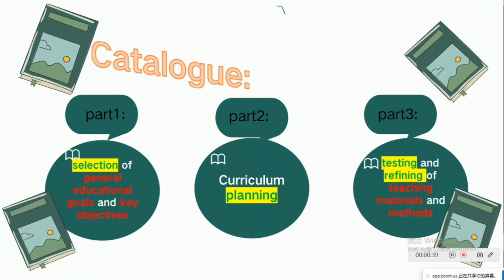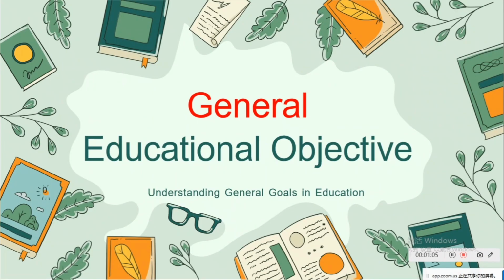We've divided our presentation into 3 parts. In the first part, we'll talk about the selection of general educational goals and the key objectives. In the second part, we'll talk about curriculum planning. In the third part, we'll talk about testing and refining of teaching materials and methods. Now, let me do my part.